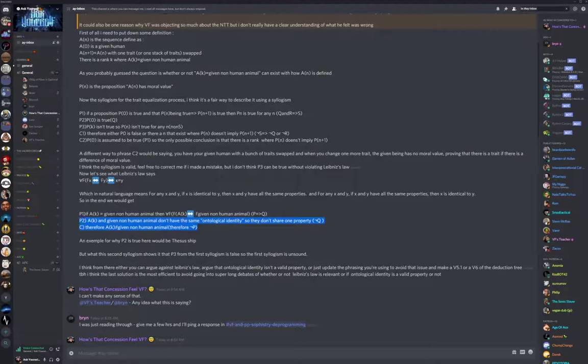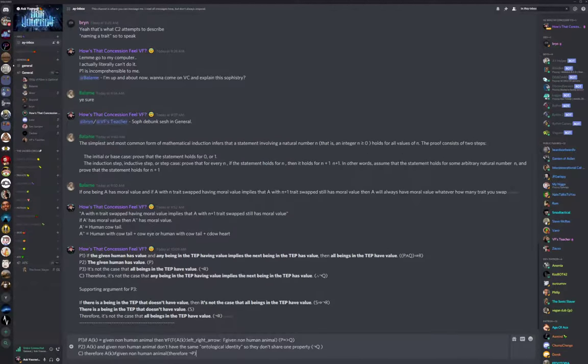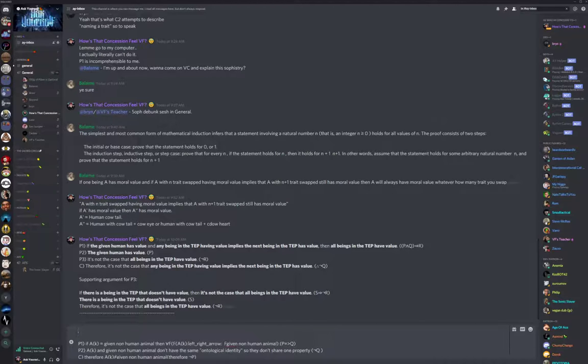Okay, so let's try to understand this second bit of sophistry. All right, so there's argument one. We understand argument one is sound, but it poses no problem for "name the trait." So more garbage, confusing language. Let's fix this up. So P1, if AK equals given non-human animal, then what? For all F? What is F supposed to be? It's like what I wrote above, like the Leibniz law. F left arrow. Yes, right. F is a property of X.